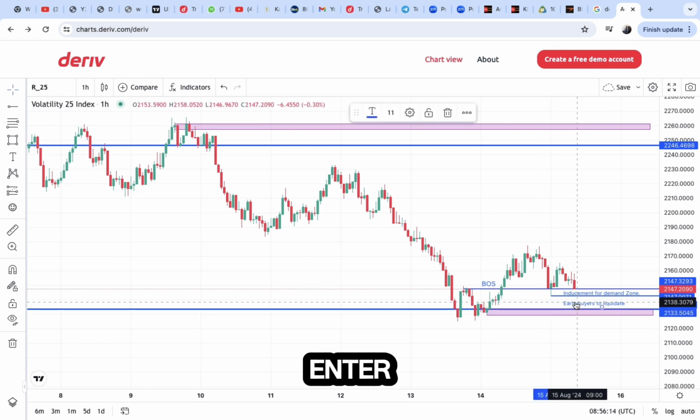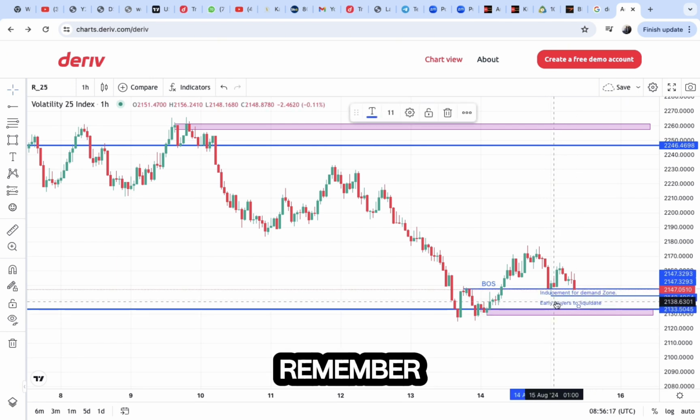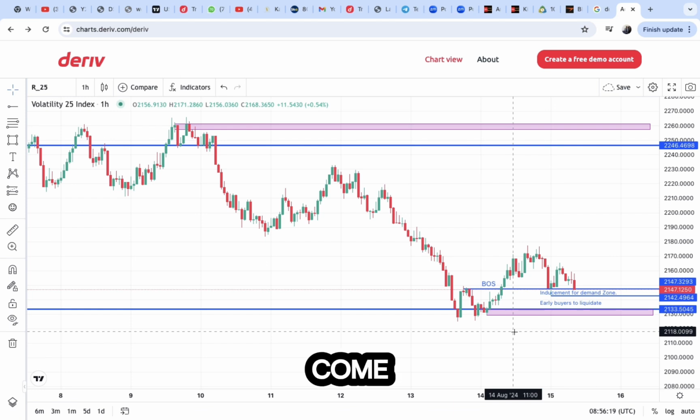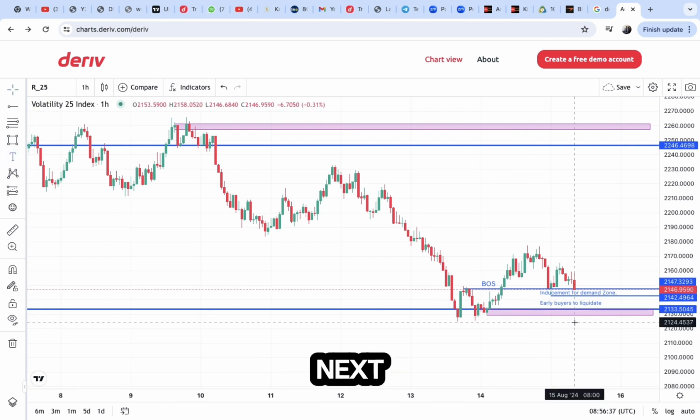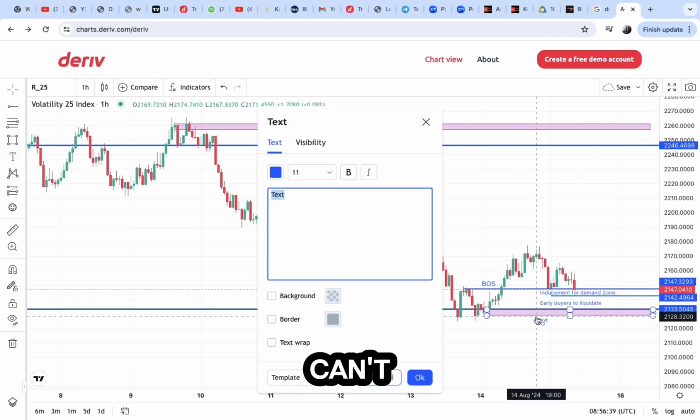So we don't enter. After identifying that pin bar, remember, we're waiting for a trade to come and touch our demand zone. And remember, our major goal was to minimize the stop losses and also identify a structure being made. Now, what next? We have to wait, because you see you can't enter from there. You have to wait for the demand zone. Let's mark it as demand zone.